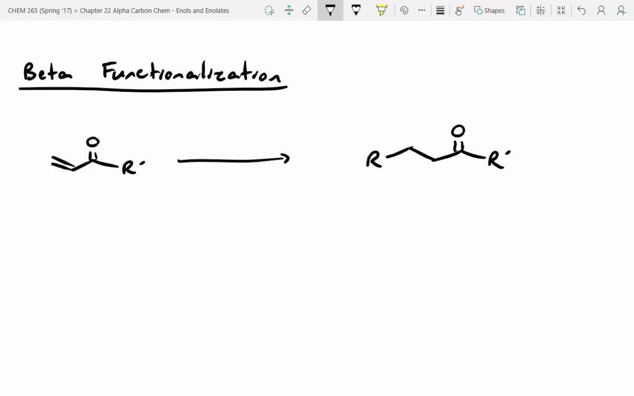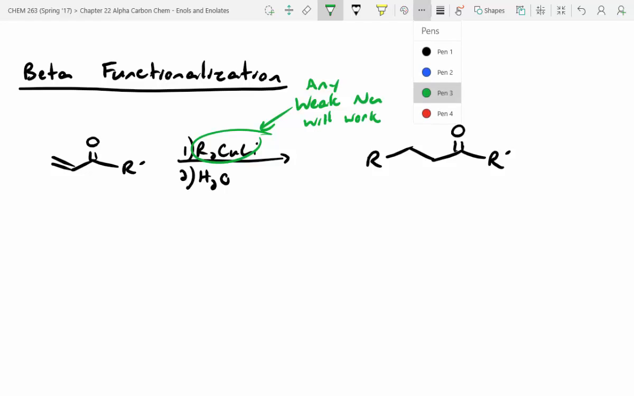Not quite. Yeah, exactly. The lithium dialkyl cuprate. The Stork enamine is a nice way of making a weak nucleophile. But in this case, we just want a basic carbon nucleophile. So R2CuLi, H2O. Really, any weak nucleophile will work. But all of these will deliver the nucleophile onto the beta carbon, not onto the alpha carbon.